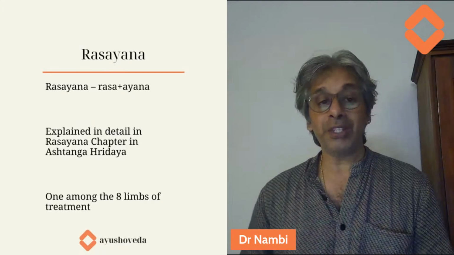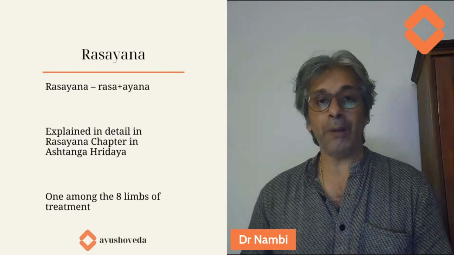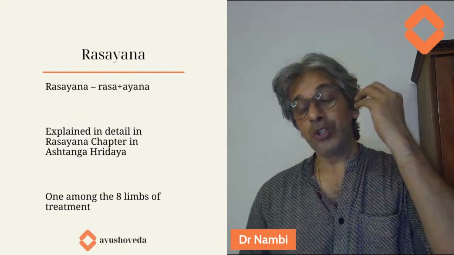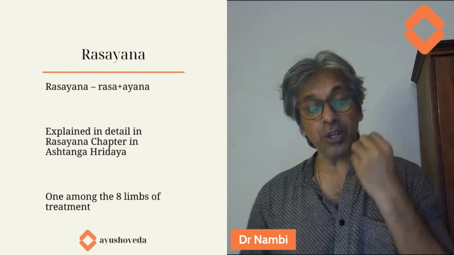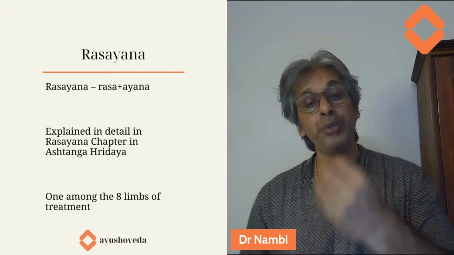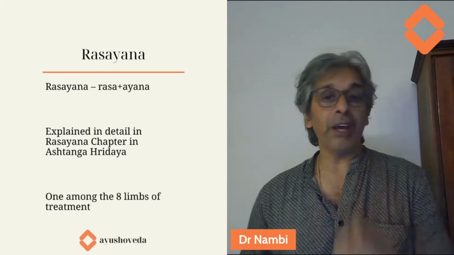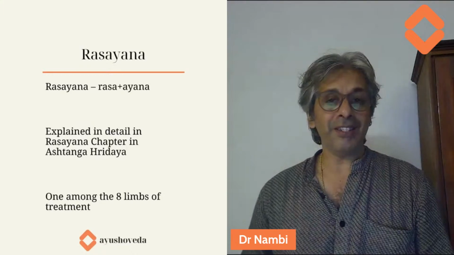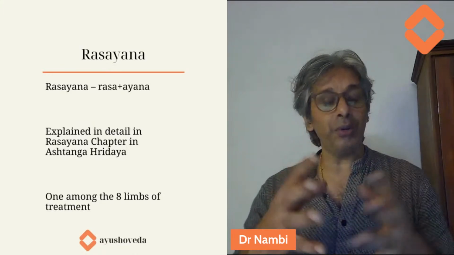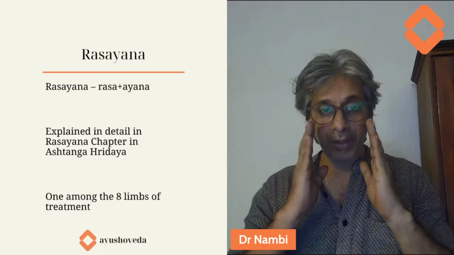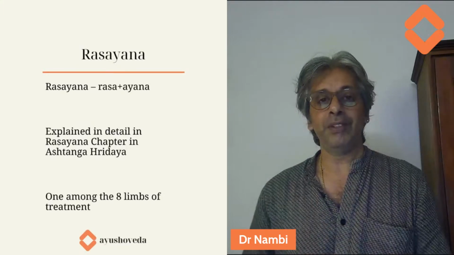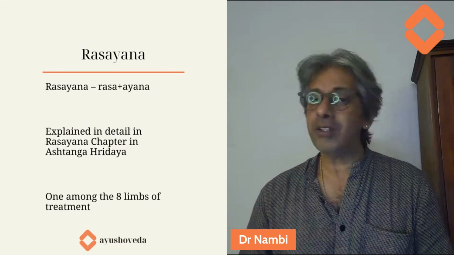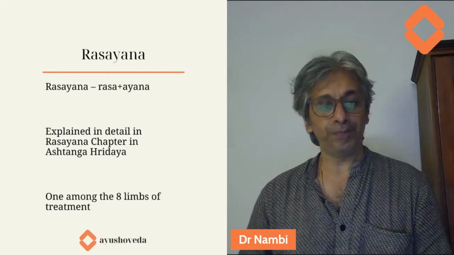So we have the 7 dhatus, Sapta dhatu: Rasa, Rakta, Mamsa, Meda, Asthi, Majja, Shukra. If the Rasa of each and every dhatu doesn't travel to the next, you will not have good health. So the travel of Rasa is Rasayana. I'm just trying to explain very simply. That travel of Rasa through all the dhatus to maintain good health is Rasayana. As simple as that, right?